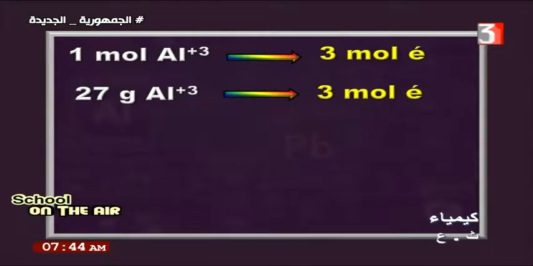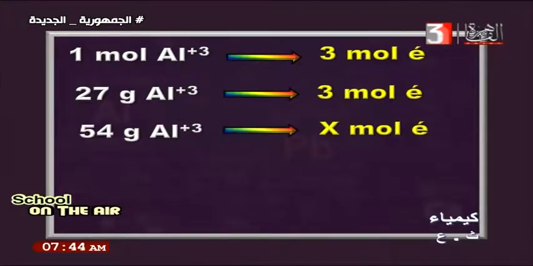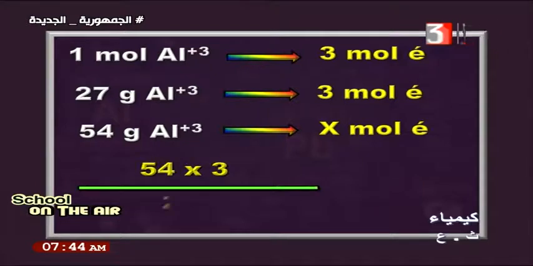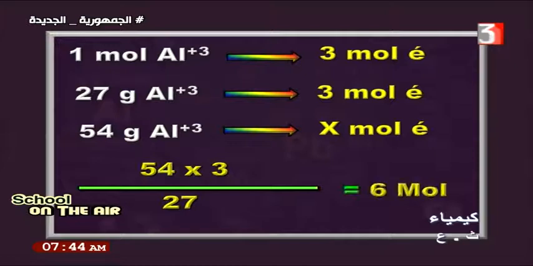Here, 1 mole of aluminium ion needs 3 moles of electrons to be reduced. So 27 gram, which is the molar mass of aluminium, needs 3 moles of electrons. So 54 gram needs X moles of electrons. By cross multiplication, it gives 6 moles of electrons.